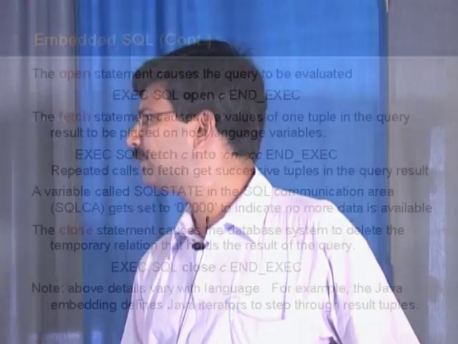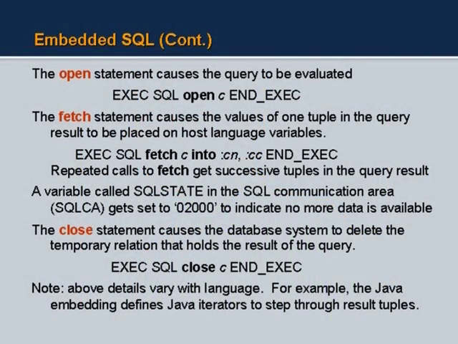So what you do is you look at that state and decide whether the fetch actually fetched a result or not. If it did, use it. If it didn't, quit the loop. And finally, when you're done, you do an exec SQL close. Well, what does the close do?